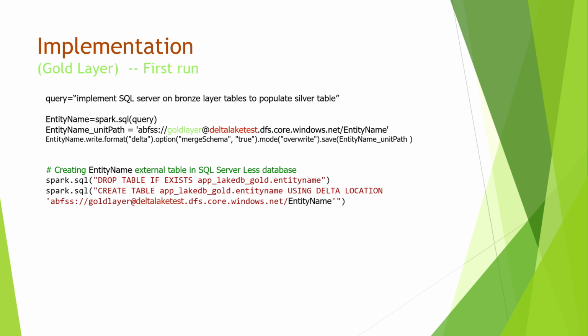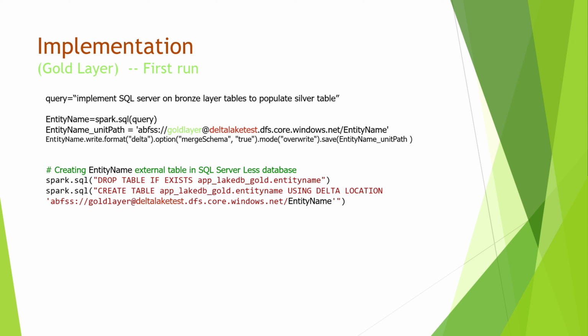And coming to the gold layer, we need to run this first every time. If we are creating any new object in the gold layer, first we need to run this code snippet, which will create the delta lake table, an external table, for the first time. Later, from the second run onwards, you can do the delta updates for the existing table.